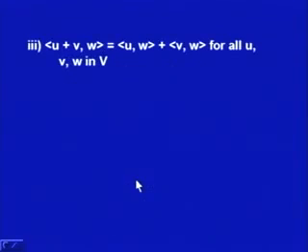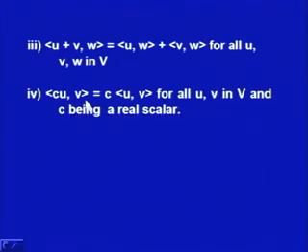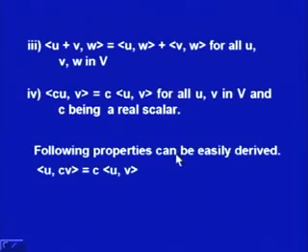According to the third property, the inner product ⟨u + v, w⟩ is equal to the inner product of u and w plus the inner product of v and w, for all u, v and w in V. And the last one: the inner product of cu and v is equal to c times the inner product of u, v, for all u, v in V, and c being a real scalar. So if it satisfies these properties, then an inner product is defined.